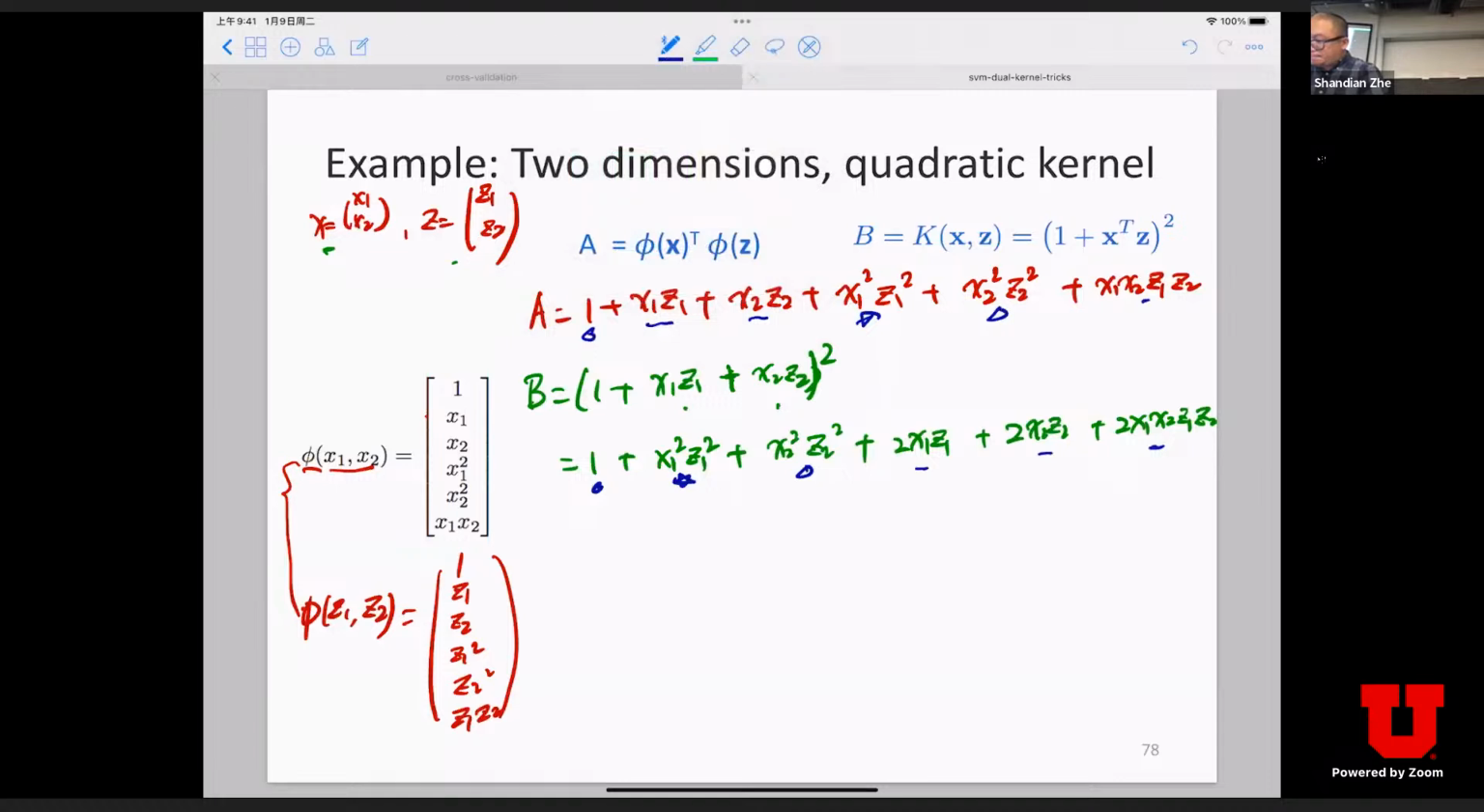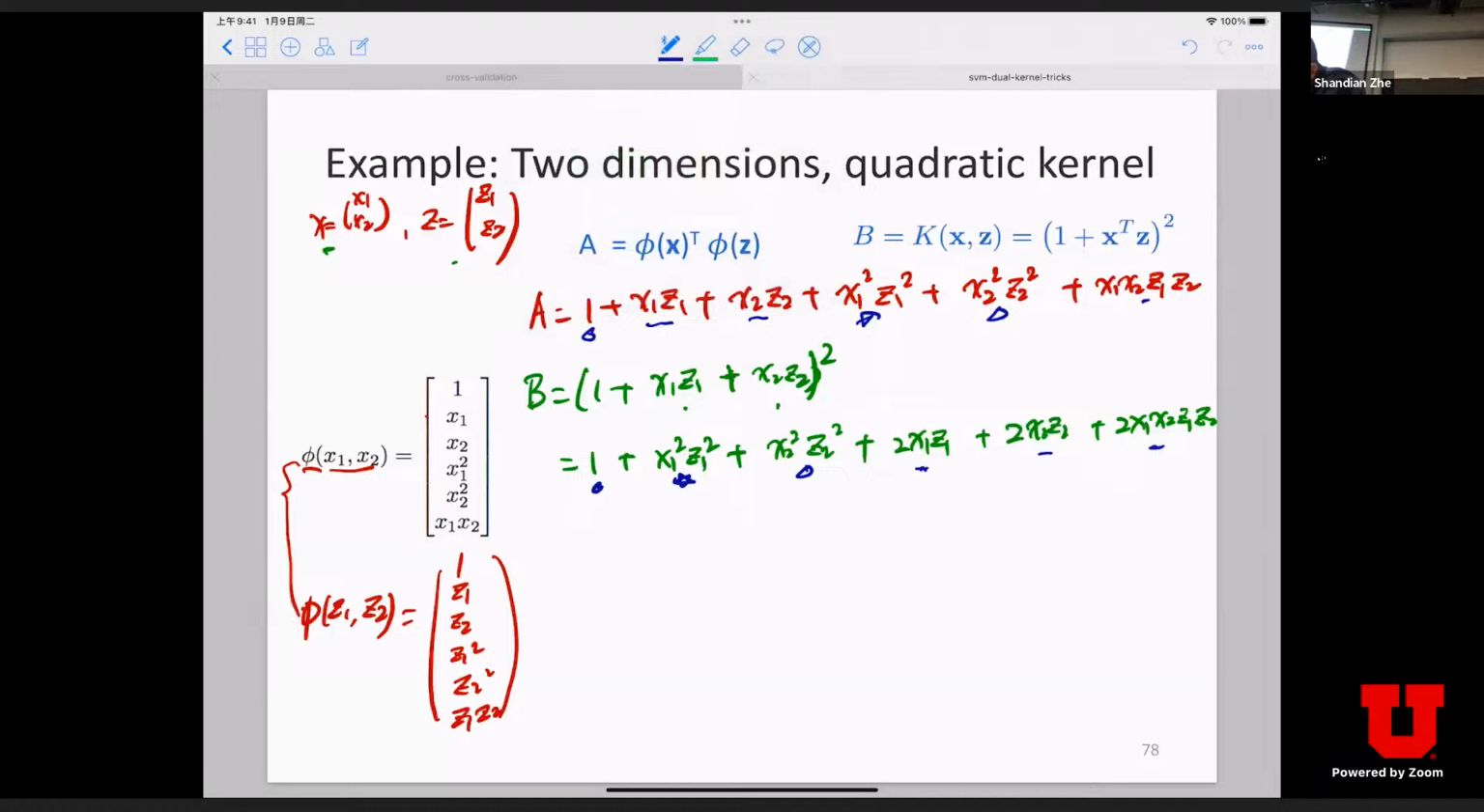So now we can see that the only difference in the computation of B and A is that in some terms you have a factor of two in front of those terms, and in A you don't have a factor of two. But remember, why does this not matter?